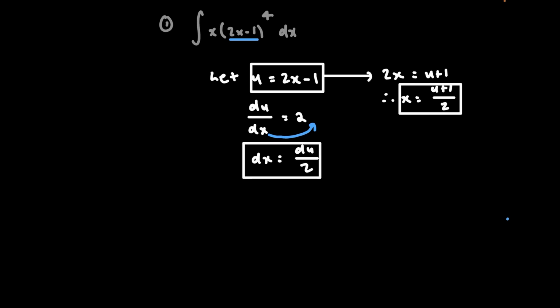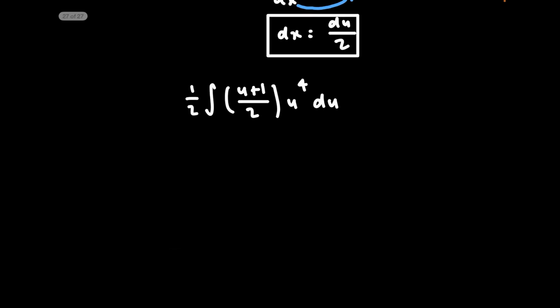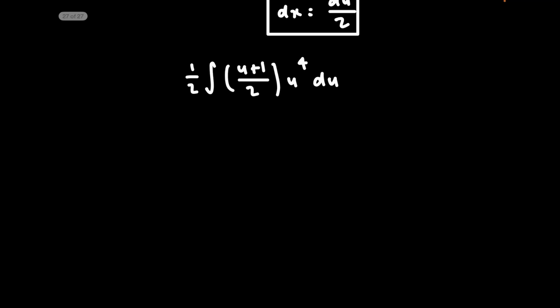So now I have the integral of (u plus 1) divided by 2, this is x, times u to the power of 4, du over 2. Now you recognize it's du over 2 because that was what dx is. I'm just going to bring the half out to the front. So now I have this equation here. This is what I'm actually trying to integrate. So just to make life easy, I'm going to expand and simplify. So leave the half out the front.